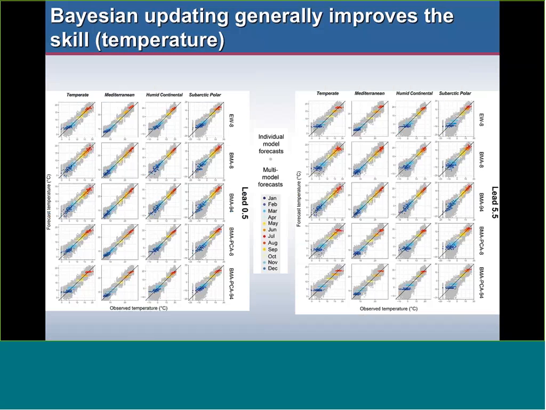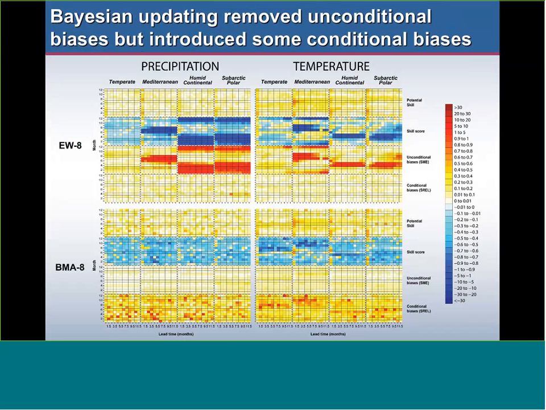We've done the same for temperature. Obviously, temperature tends to be better behaved. In general, you get a slight increase in potential skill and a general increase in the actual skill. You can see it from here. The left panel is for precipitation, the right panel is for temperature. This compares equal weights versus the Bayesian updating of the 8 models. Potential skill increases slightly when you compare one with the other.